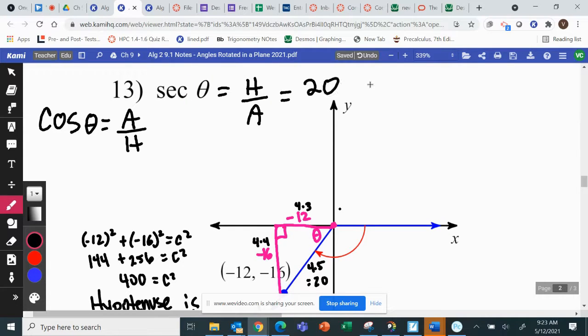So 20 over, now I need to know which one is the adjacent. It's not just 12 though. What is it? It's negative 12. And then we reduce that and we get negative 5/3. Did I reduce it? Yeah, negative 5/3. So we're going to keep the plus and minus signs for when we do this trigonometric ratio. Okay.